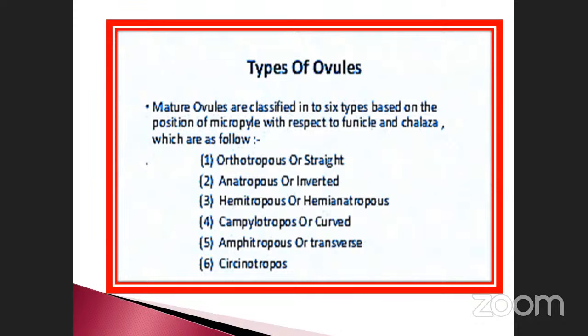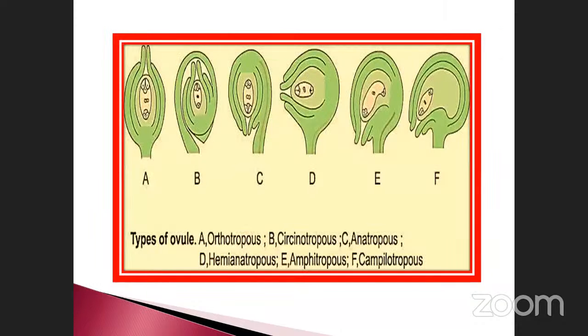See the diagram and you can easily understand. This one is ortho, straight. See that, the inverted manner, and also curved. This is called hemi.